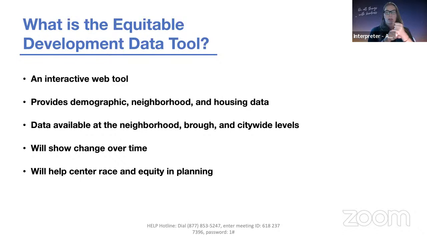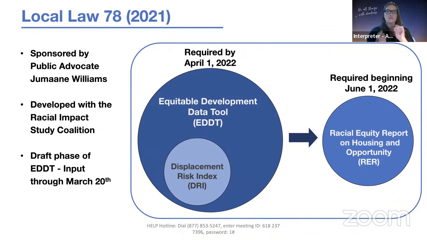So how did the tool originate? The creation of the Equitable Development Data Tool is a requirement of Local Law 78 passed in June of 2021. This legislation developed out of ongoing advocacy by the Racial Impact Study Coalition and Public Advocate Jumaane Williams to ensure that racial equity is centered in major decisions affecting New York City neighborhoods, such as land use. Local Law 78 of 2021 includes two major components, the Equitable Development Data Tool and Racial Equity Reports.